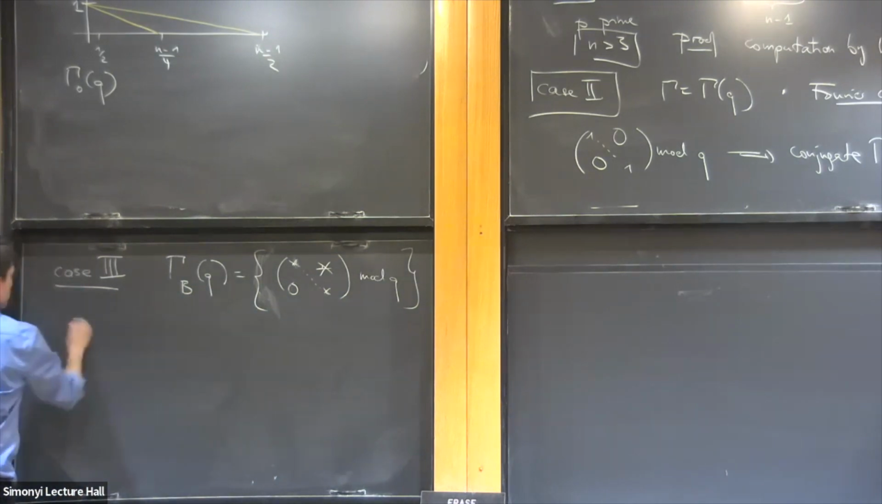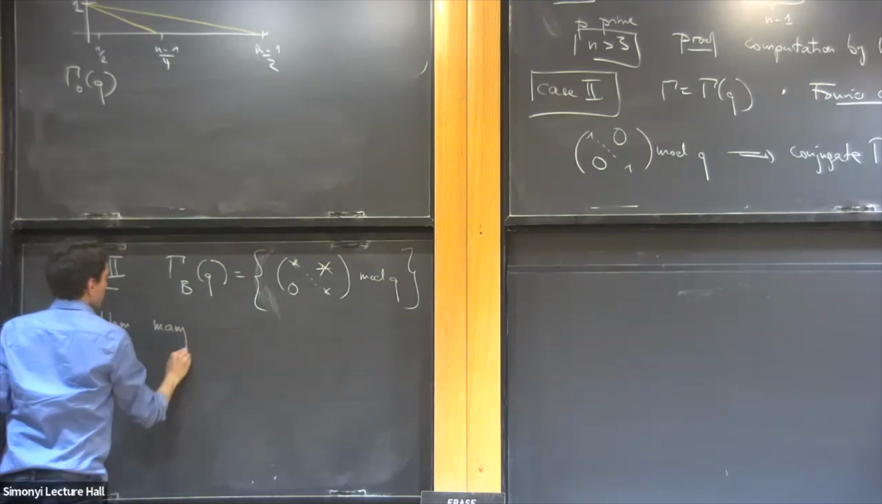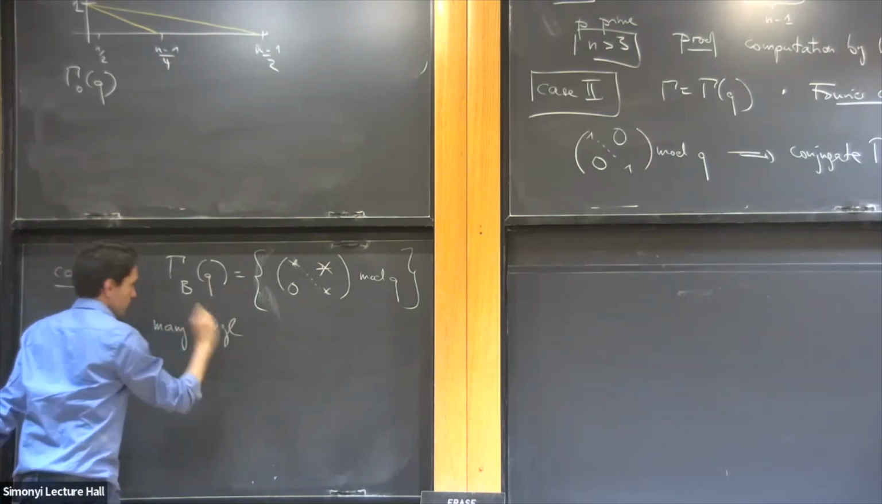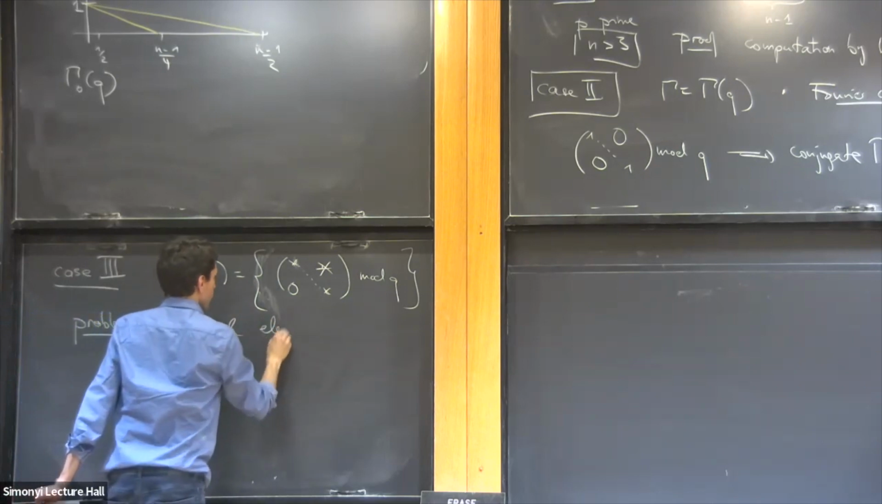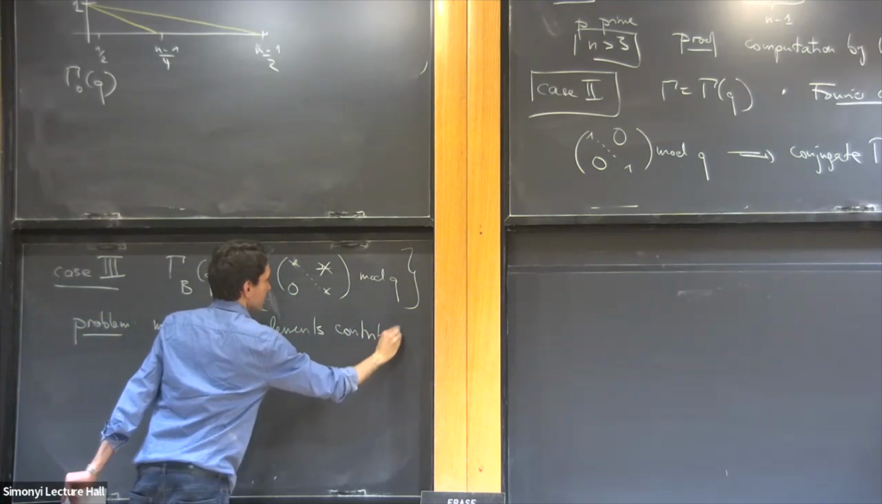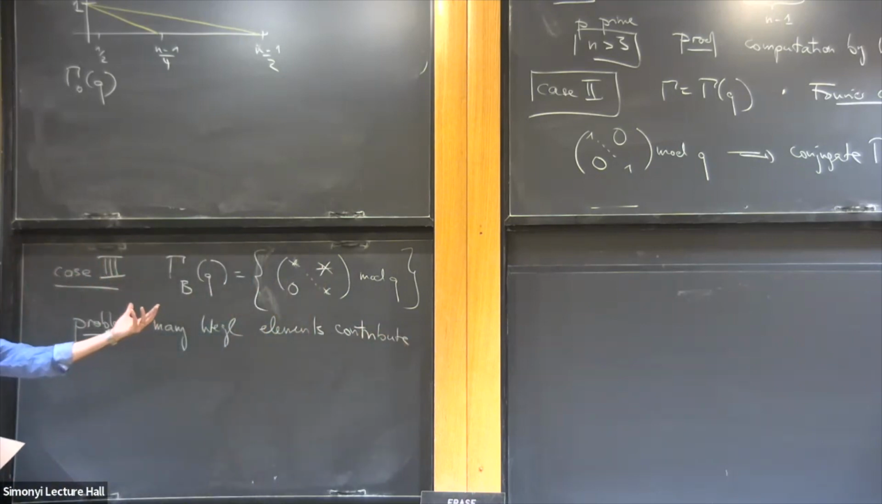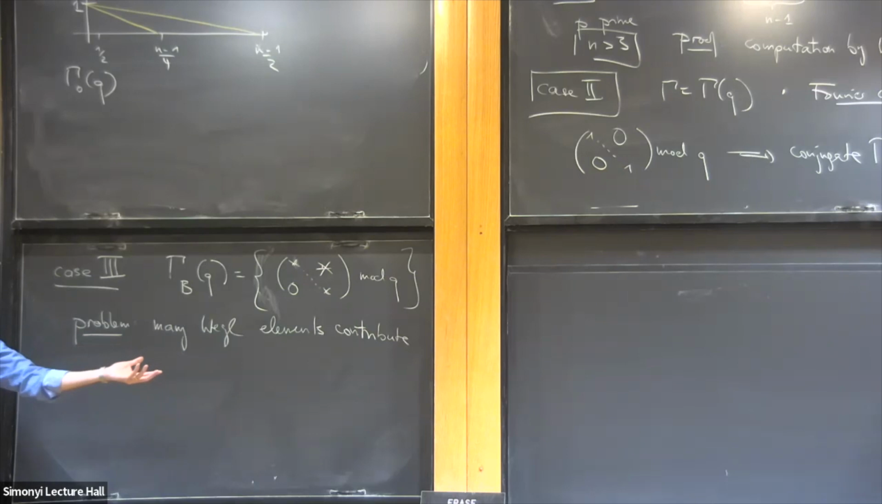So a problem: many Weil elements contribute, essentially all of them. And now it becomes a pain to compute these Kloosterman sums. I mean, for one given case, I can do it. If you give me a Weil element, I can perhaps compute the Kloosterman sum. But if you give me n factorial Weil elements, then I don't really know what to do.